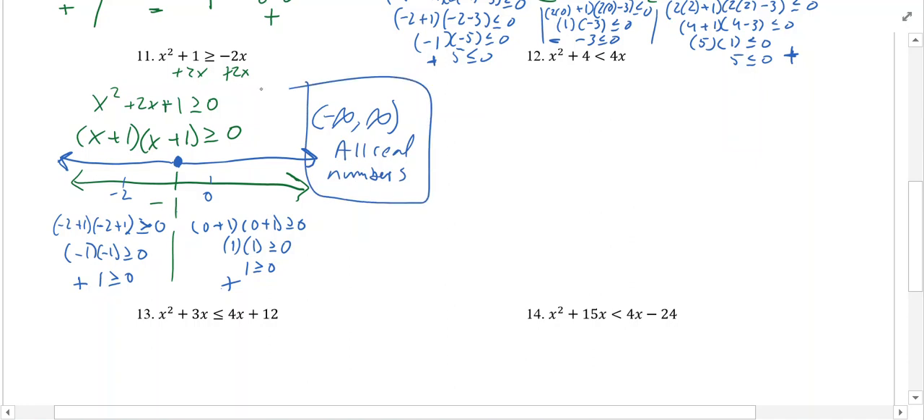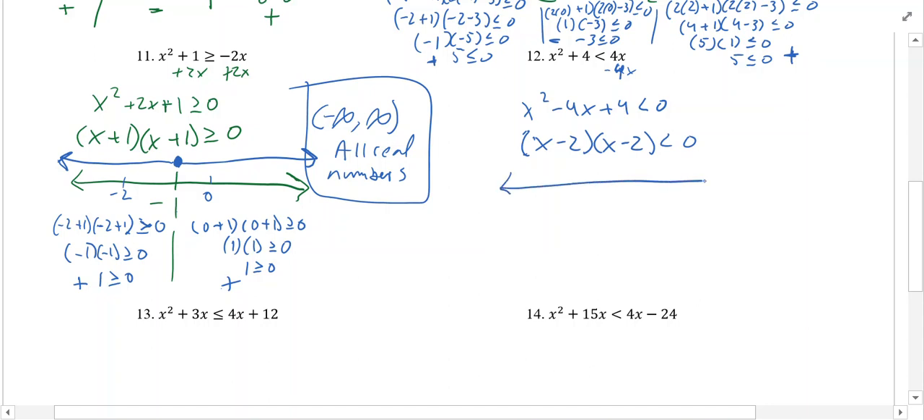Okay, so let's go ahead and take a look at this one. Again, we need to set equal to 0. So we're going to subtract 4x from both sides. When we do that, we're going to get x squared minus 4x plus 4 is less than 0. And then we need to factor it. So when we factor it, we're going to be left with x minus 2 and x minus 2 is less than 0. Because those are the factors of 4 that add to negative 4, but multiply to a positive 4.